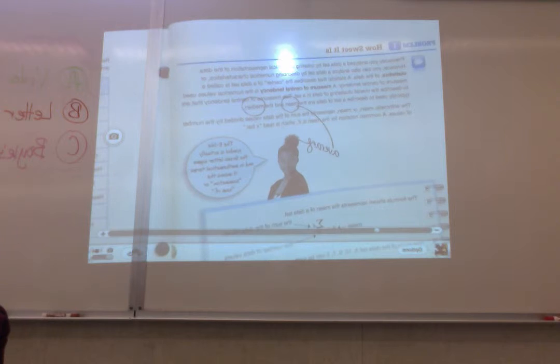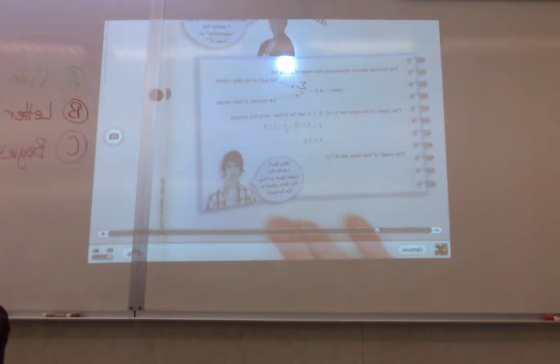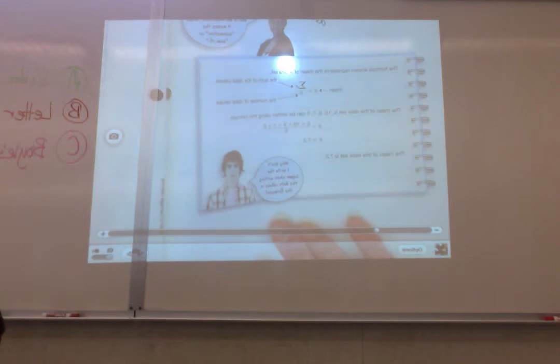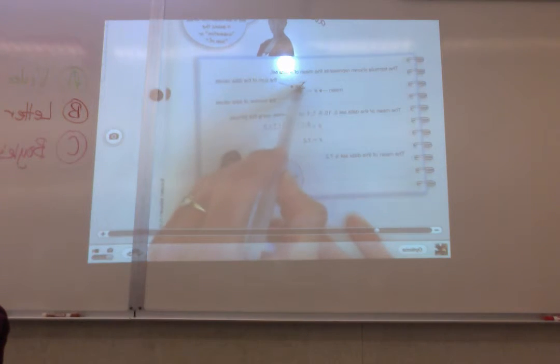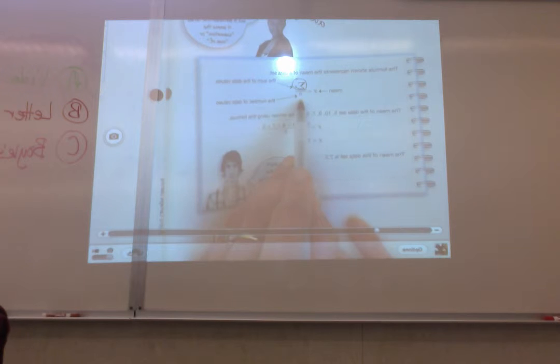If you look down underneath, they're showing you a new symbol that you're going to see here and there. And this means sum. It means add up all your numbers, put that on top, divide it by how many numbers you have.